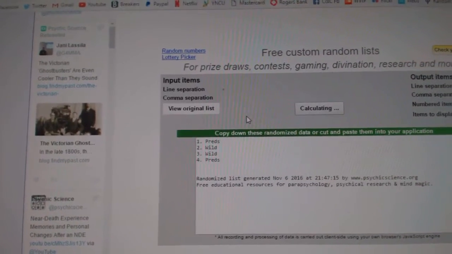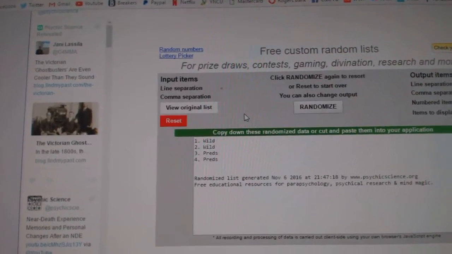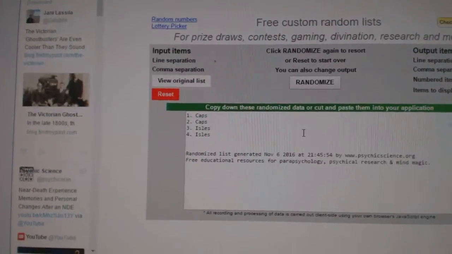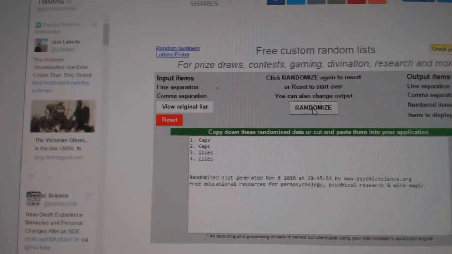One, two, three. The Minnesota Wild take that booklet. The Caps Islanders dual out of 15 jersey.